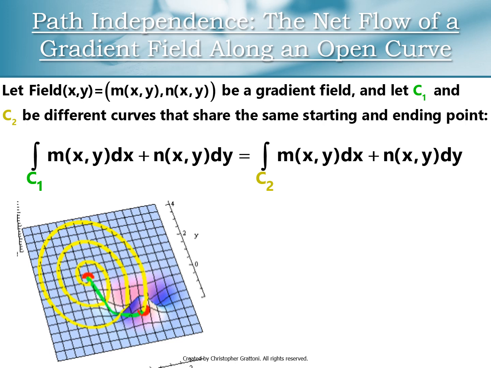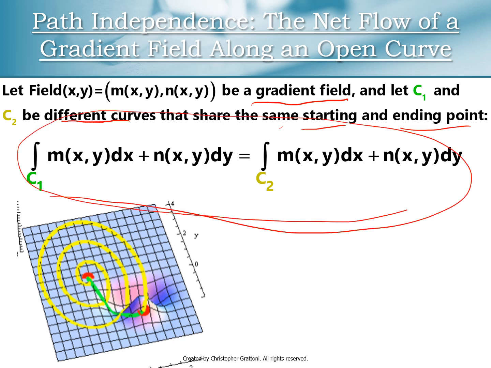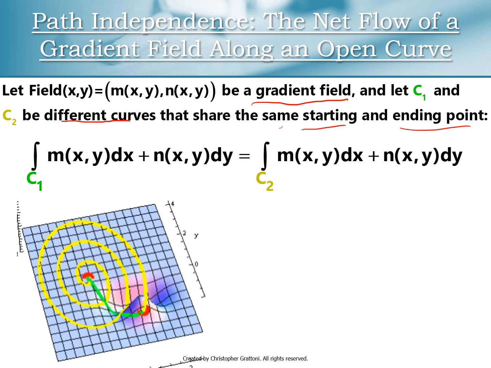The net flow, this is a property that we can use when we're computing the net flow of a gradient field along an open curve. So if we have our vector field and it happens to be a gradient field, and C1 and C2 are different curves that share the same starting and ending point, then the path integral along C1 is equal to the path integral along C2. And this statement looks super fancy, right? It looks like a difficult idea, but it really is pretty intuitive. It's just that our net change in altitude from our starting point to the ending point is the same when we have a surface associated with our vector field, when we have a gradient field.